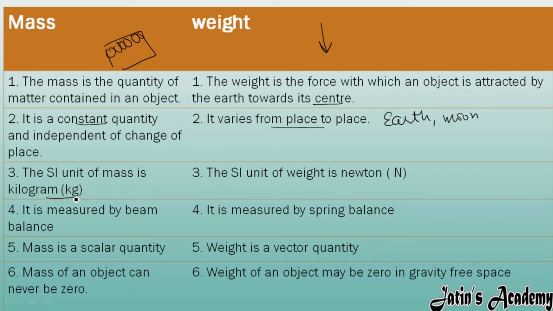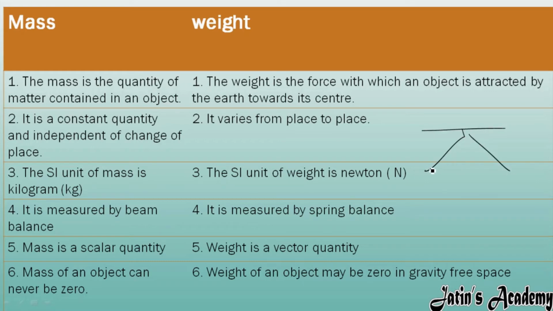SI unit of mass is kilogram and SI unit of weight is Newton. Actually, weight is a force only, and the SI unit of force is Newton. Similarly, the SI unit of weight is also Newton. Mass is measured by beam balance. Maybe you have seen this kind of thing: two pans are there, and strings are there. So this is the beam balance, and weight is measured by spring balance. In the next slide, I am going to show you the spring balance also.